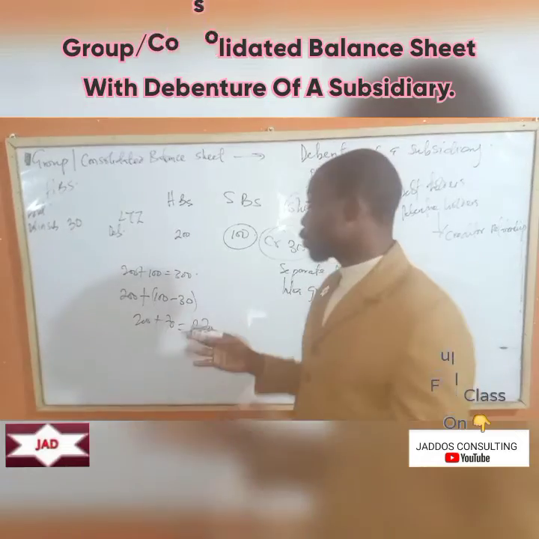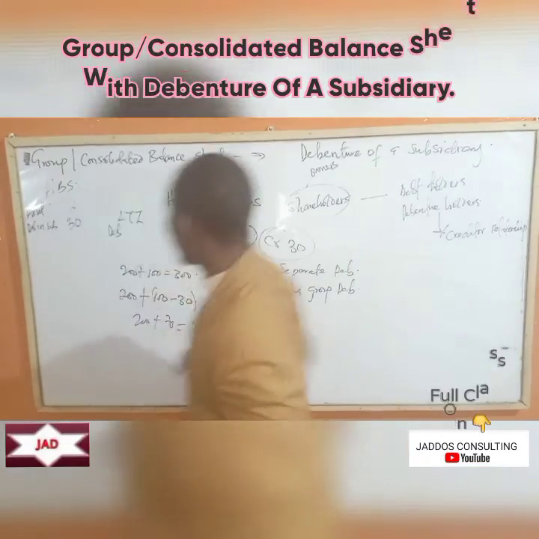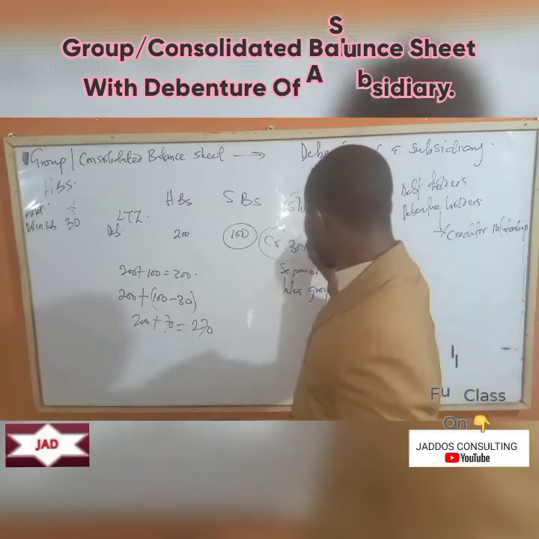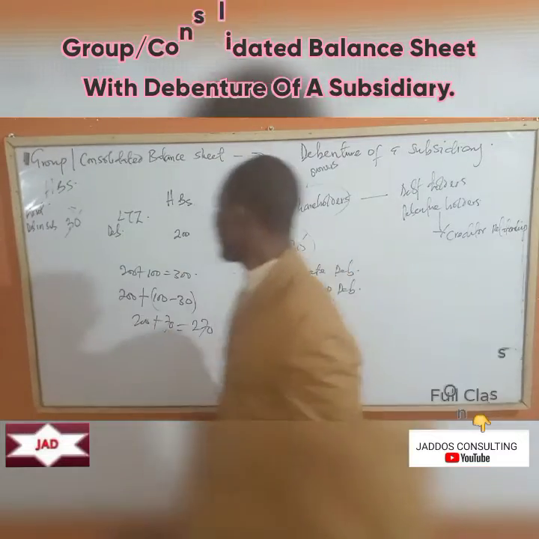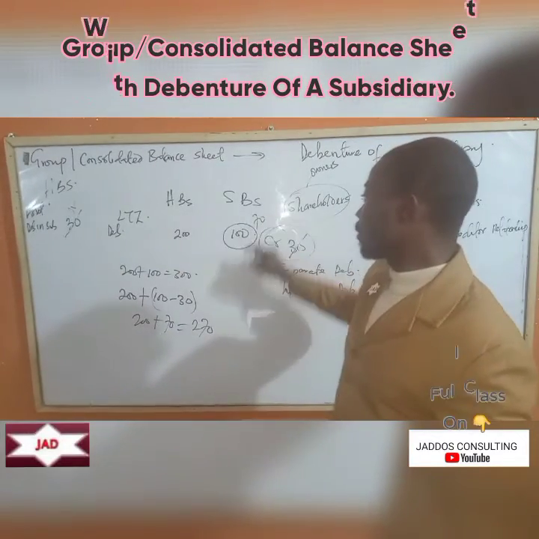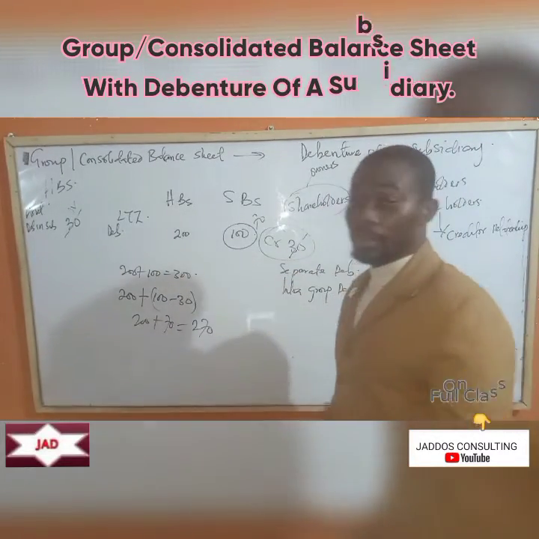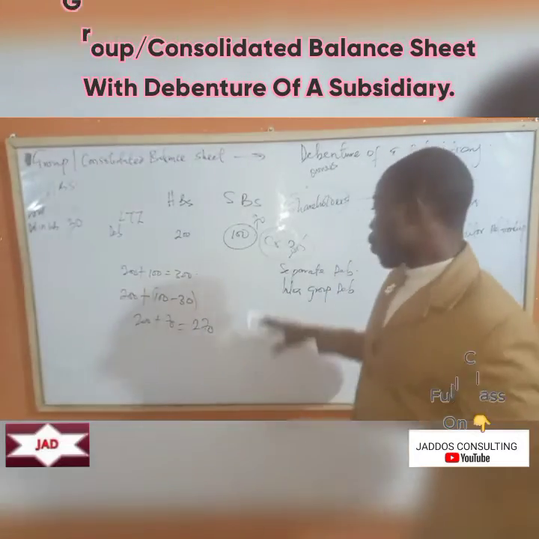So at consolidation, of course, this is a debit balance, this is a credit balance. So at consolidation, this 30 will cancel out this 30, giving this 70. So when you add up, you have 270. That is what we call intra-group debenture.